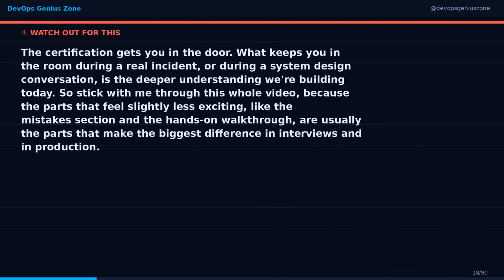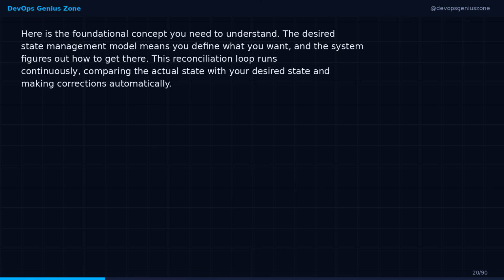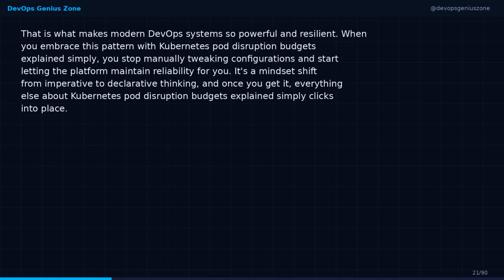The desired state management model means you define what you want, and the system figures out how to get there. This reconciliation loop runs continuously, comparing the actual state with your desired state and making corrections automatically. That is what makes modern DevOps systems so powerful and resilient. When you embrace this pattern with Kubernetes Pod Disruption Budgets explained simply, you stop manually tweaking configurations and start letting the platform maintain reliability for you. It's a mindset shift from imperative to declarative thinking, and once you get it, everything else about Kubernetes Pod Disruption Budgets explained simply clicks into place.